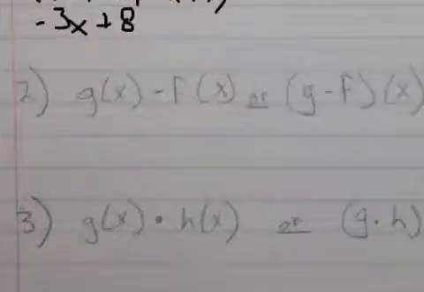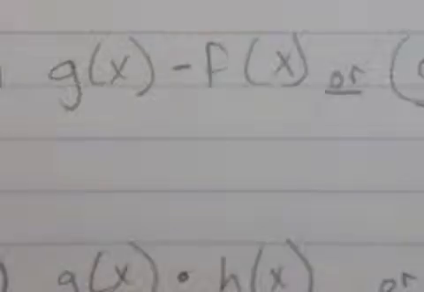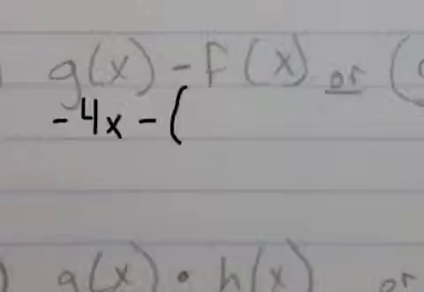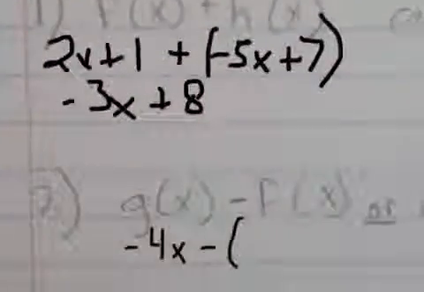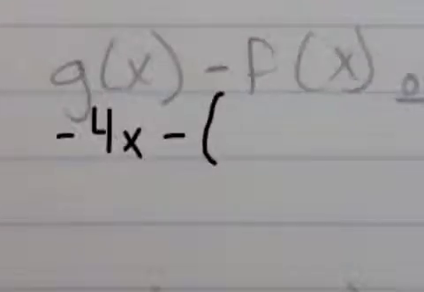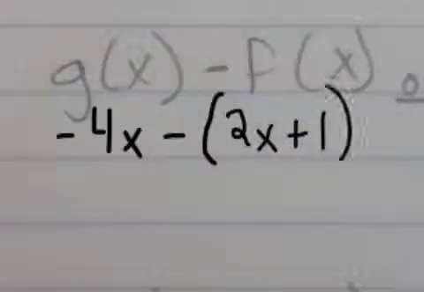I want to zoom in a little bit so I can write a little bit nicer, because it's important to me that I write nice. So negative 4x minus, now I'm going to put a parenthesis. All right, so I like to put parentheses in there to remind me that I'm subtracting a whole thing here, not just a single number. I'm going to be subtracting that f of x, which is 2x plus 1. All right, minus 2x plus 1.